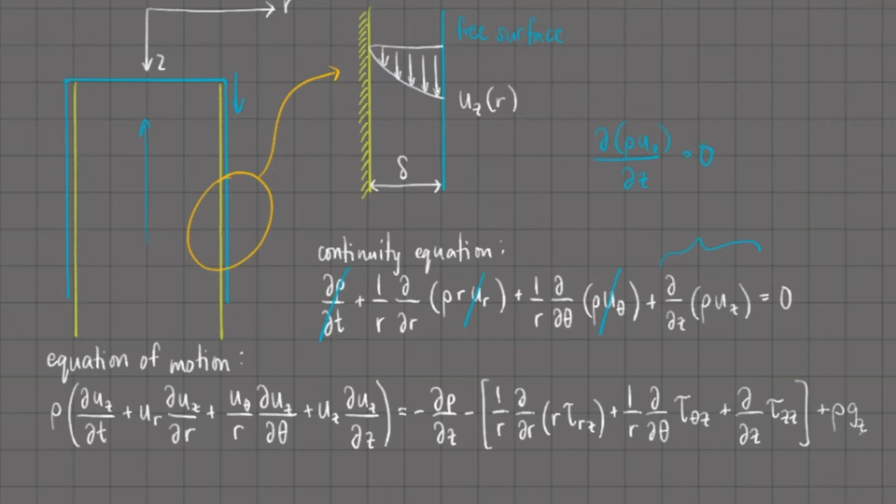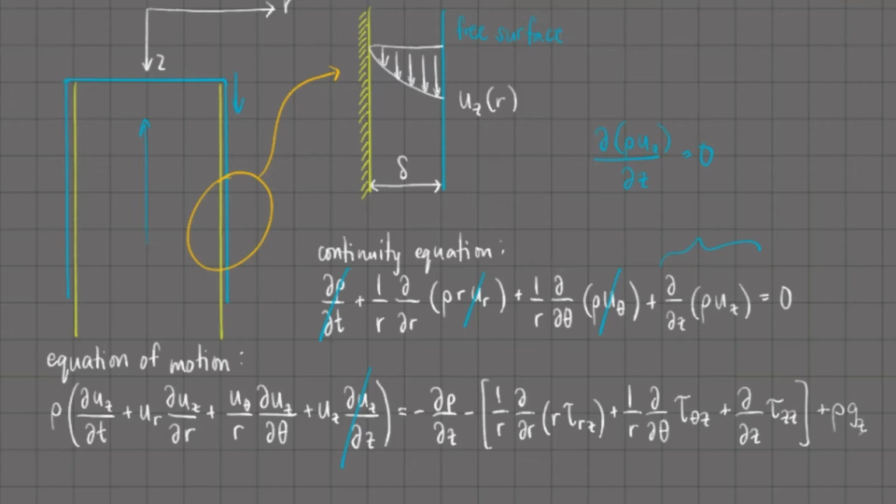Speaking of, we can now see the direct consequence of the continuity equation in the fourth term of the left-hand side of the equation of motion. That is, in the partial derivative of u sub z with respect to z, this is equal to 0 because of the continuity equation. Okay?